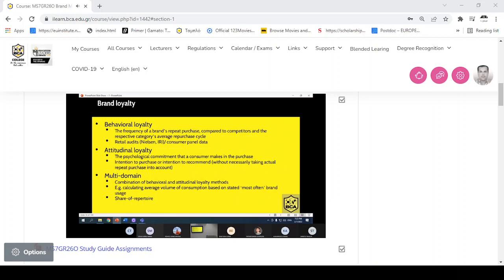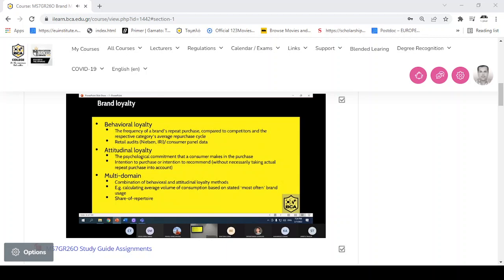Brand loyalty is directly linked to brand equity and brand strength. There are two main types of loyalty: behavioral and attitudinal loyalty. Behavioral loyalty concerns the frequency whereby a brand is purchased or repurchased compared to the competitors and the respective repurchase cycle in a product category.